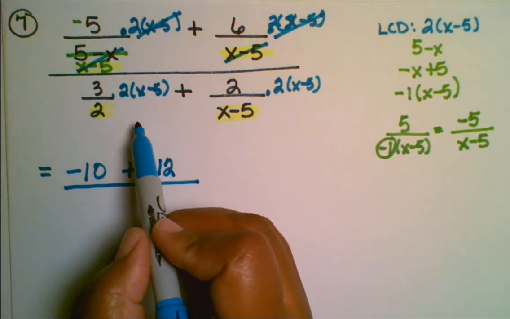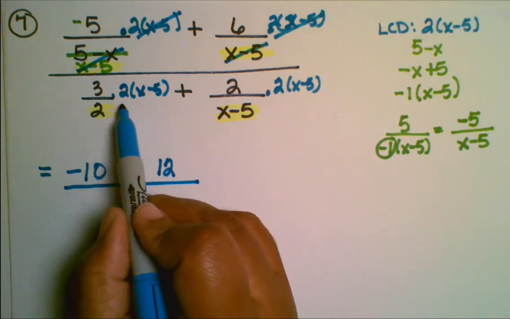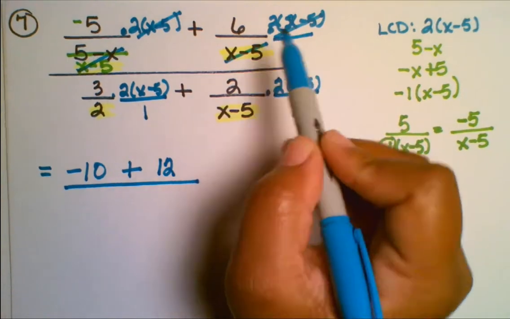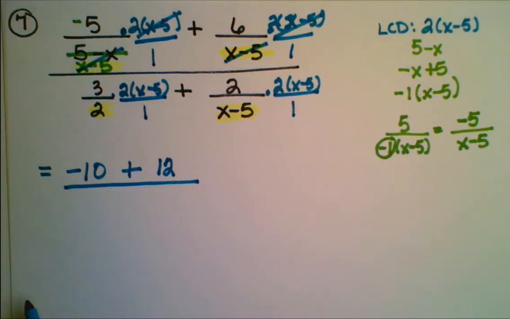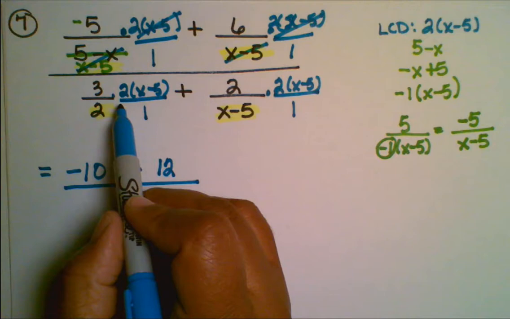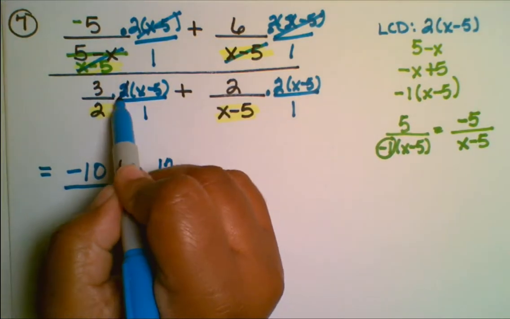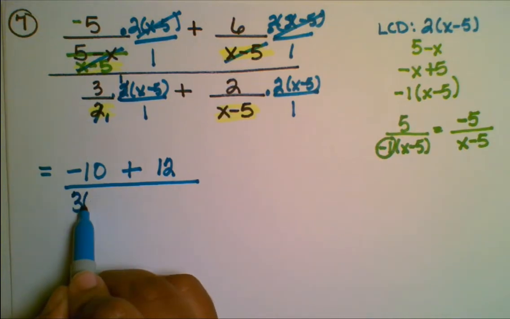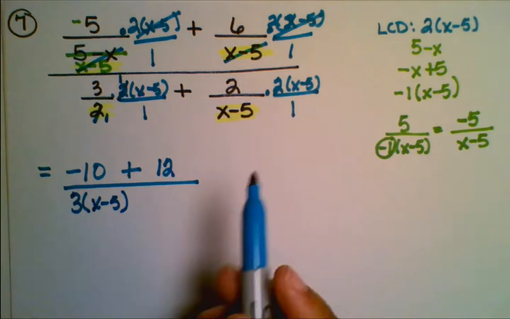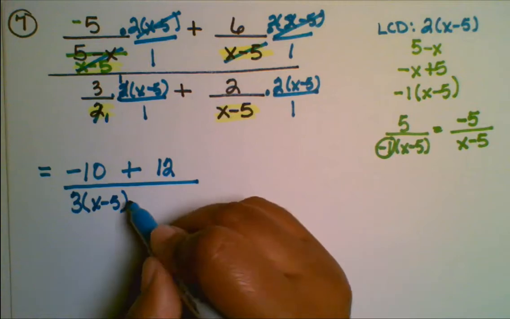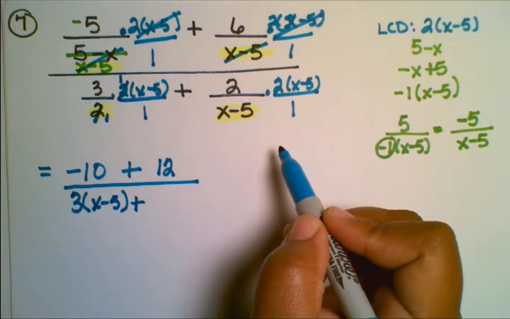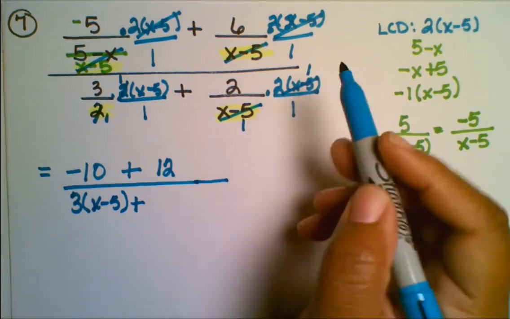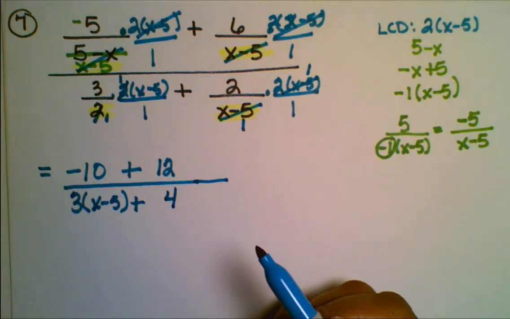Then let's look at our denominator. What's going to divide out here? Let's make these over 1 so that you understand that those are fractions. So let's go back to our denominator. The 2's are going to divide out. Then you're left with 3 times x minus 5 plus our last term. The x minus 5's are going to divide out, and we're left with a 4.